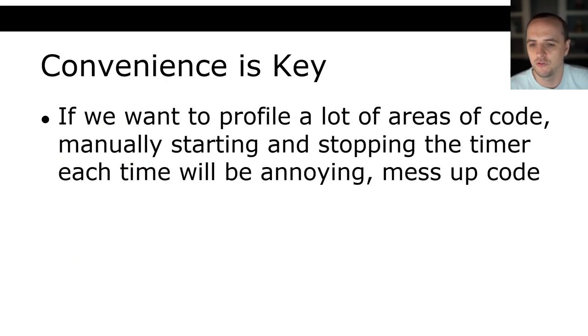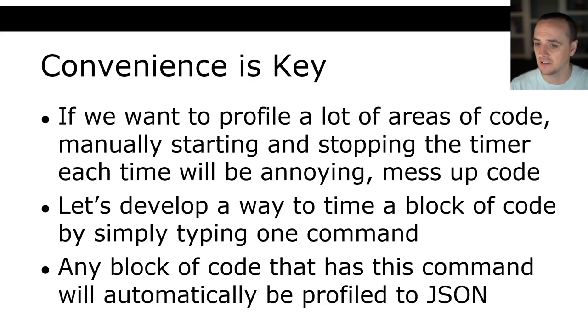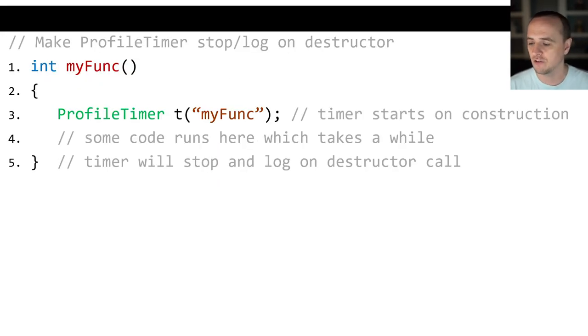If we want to profile a lot of areas of code, manually starting and stopping the timer each time will be annoying. And not only will it be annoying, but it will mess up your code as well, right? It'll just be everywhere, all this timing code. So let's develop a way to time a block of code by simply typing one command, okay? And any block of code that has that command will automatically be profiled to the JSON. So here's what we want to happen. We want to be able to say something like profile timer T with myfunc, right?